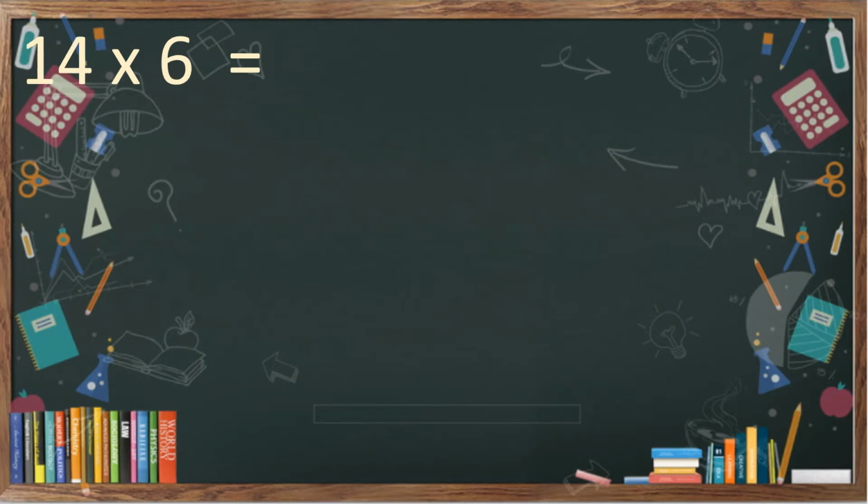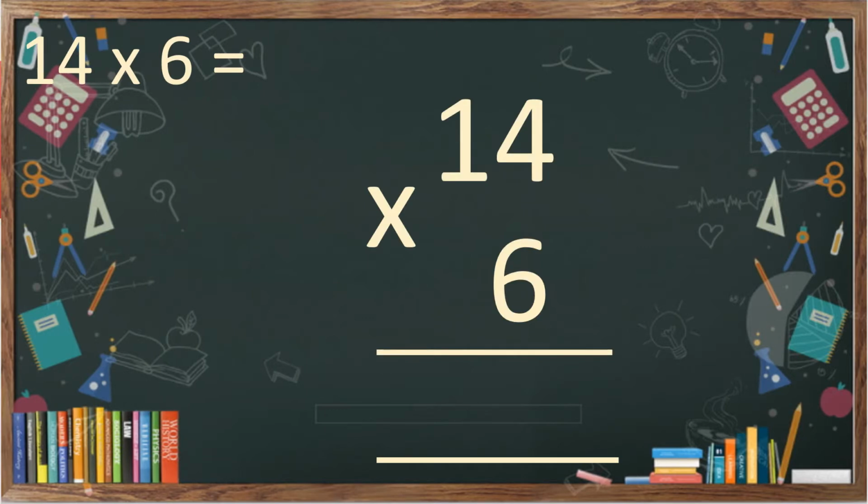Here we have another question. 14 times 6. We would have to write it down in the column multiplication way. It looks like this. Then we would do 6 times 4. That would give us 24. But 24 has 2 digits. So we need to put the 4 in the column and the 2 underneath the column, like this.